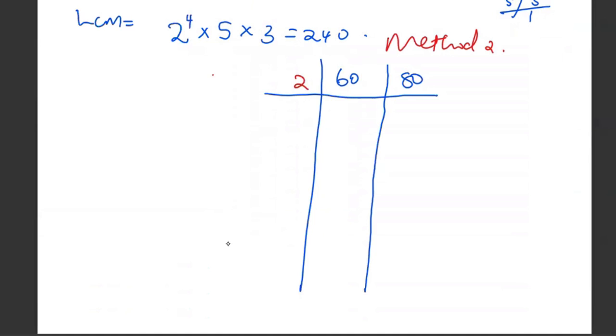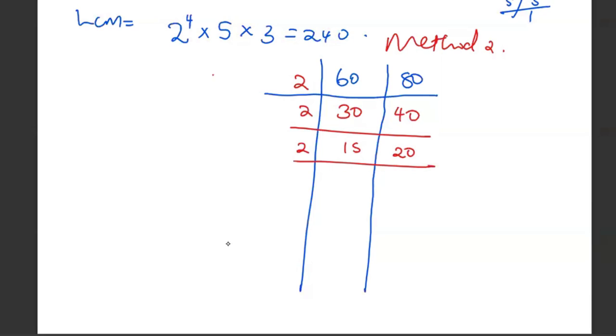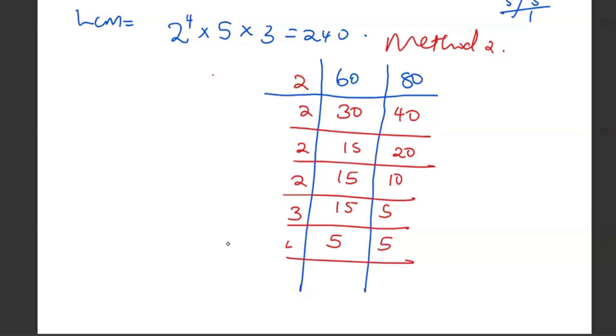So if I use 2, I'll get a 30, and then I'll get a 40 dividing. By 2, I'll have a 15, I'll have a 20. Let me use 2. 15 cannot be divided by 2, so I'll keep the 15, and then that's going to be a 10. And then by 2, I have a 15 again, then a 5. If I use 3, 3 can divide 15 into a 5. It cannot divide 5. And then I use 5, I end up with 1 and 1.